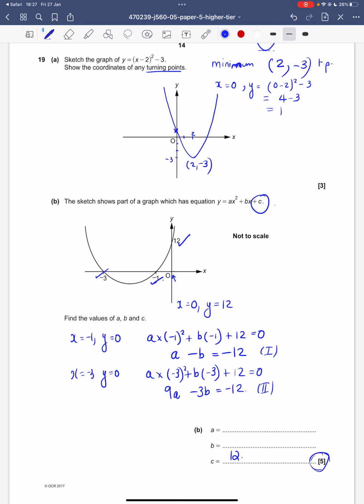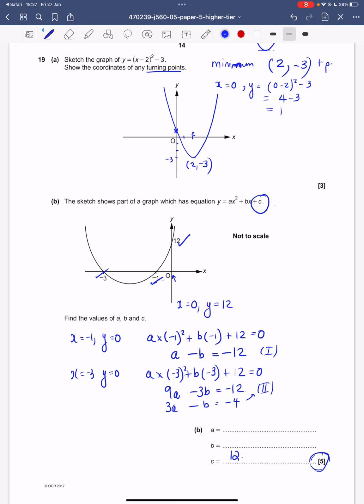Right, if I do equation 2, look: 9a minus 3b. Yeah, all these will divide by 3. So we're going to have 3a minus b is minus 4. That's going to be equation 2.